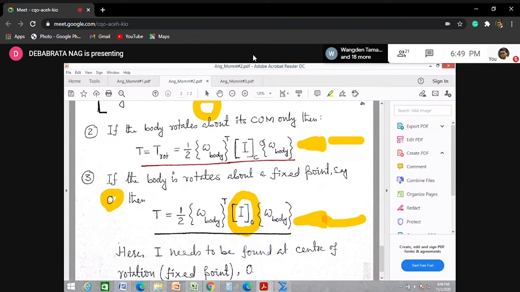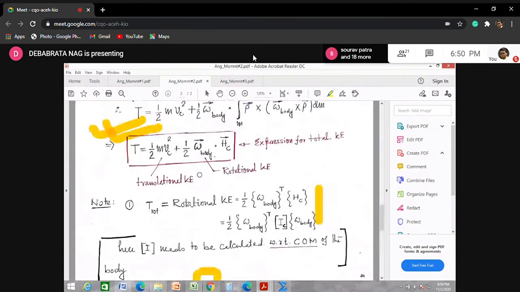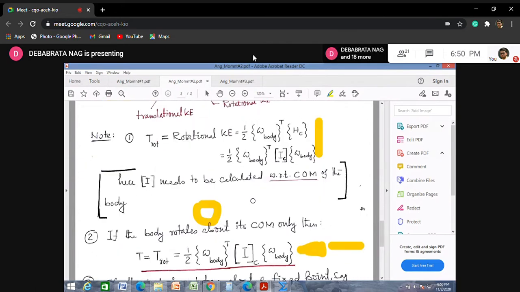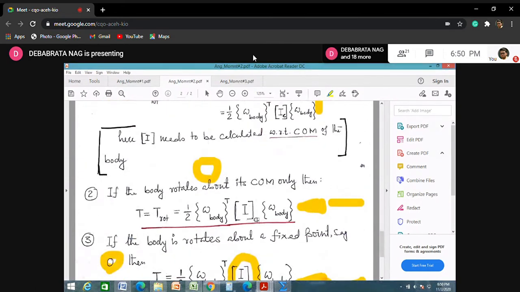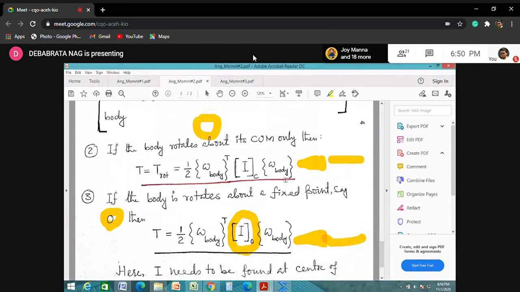The difference between these two is that here, your I needs to be calculated with respect to the center of mass. Suppose one decides to apply this equation, then of course this H_C, while evaluating the angular momentum vector, also needs the I about the center of mass, correct? So in this case, the difference is that you need not calculate the inertia matrix with respect to the center of mass.